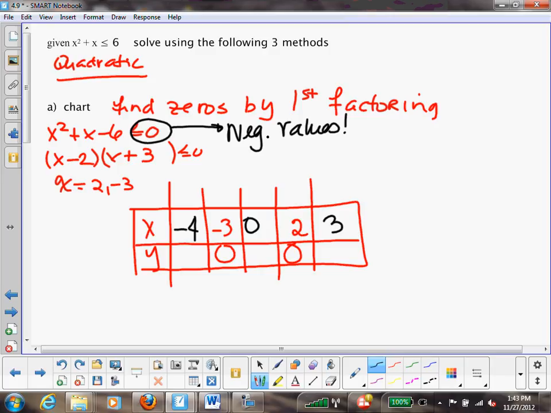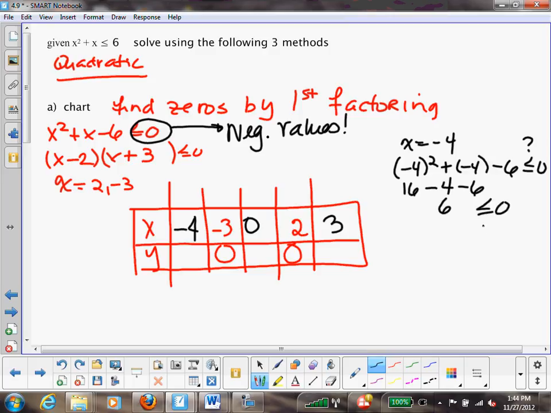So, remember, I'm looking for negative answers, right? Okay, so at x equals negative 4, I'm going to get negative 4 squared plus negative 4 minus 6. Is that less than or equal to 0? That's the question. Well, this is 16, this is minus 4 and minus 6. So all of this is 6. Would you agree? Is that less than or equal to 0? Nope. I don't want this. I get a positive answer. I don't get a negative. Remember, I'm looking for negative values, right?